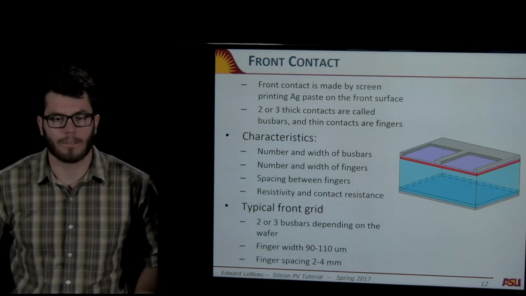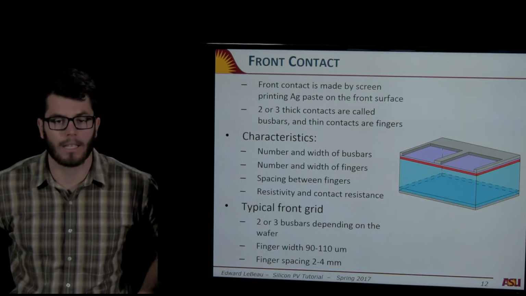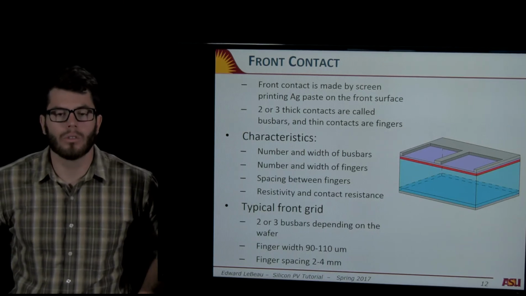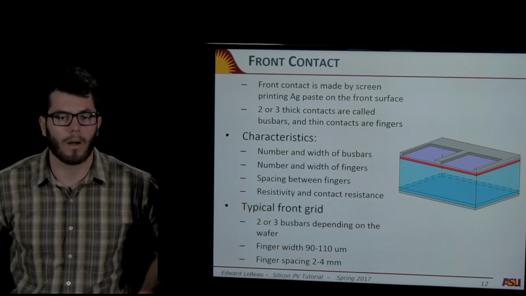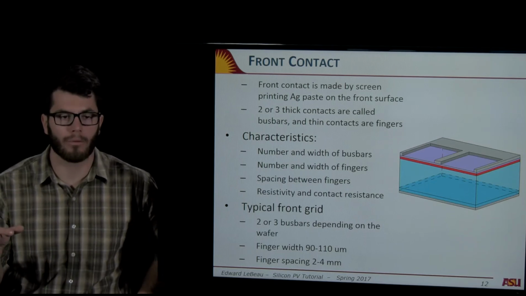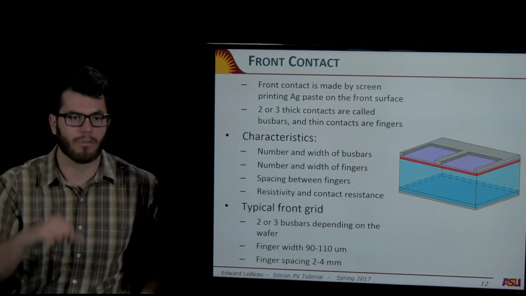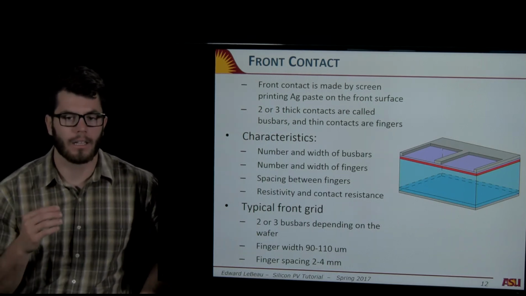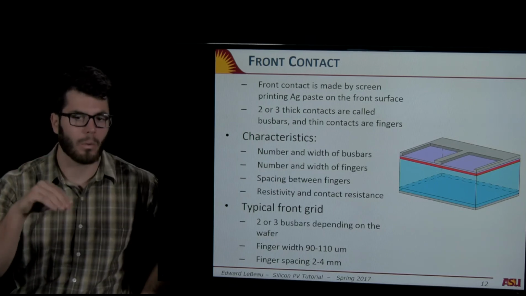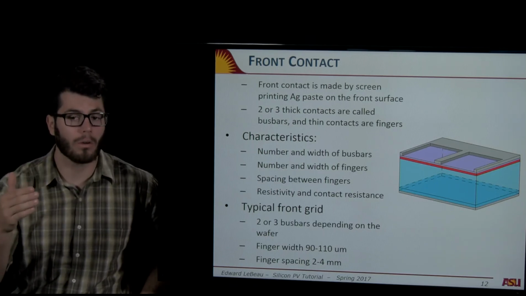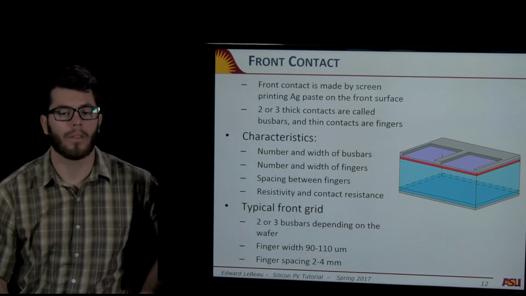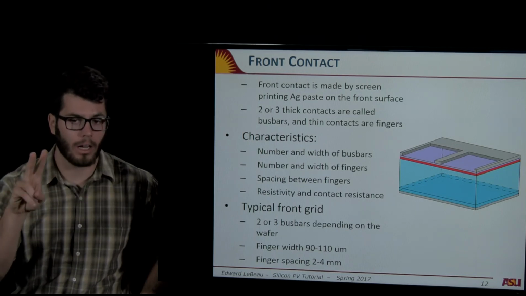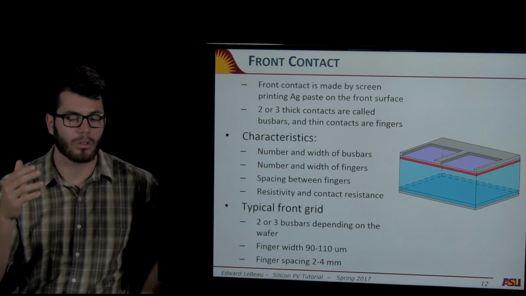The next thing is the front contacts. Front contacts is a little bit more of a balancing act. They're typically made of silver paste, and they're on the front surface. There's usually 2 or 3 bus bars in the front. Bus bars are just thicker silver on the front, and fingers are just thinner silver on the front, and they're all connected. Usually what you're really juggling is how many bus bars do I want, how many fingers do I want, how thick do I want those, how far apart do I want my fingers, and the thing you're juggling is your contact resistivity, your series resistivity, and also your shading.